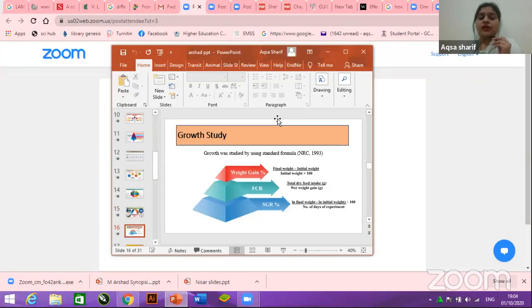Then growth study. I studied the growth of the fish by using the standard formula of the National Research Council. Weight gain percentage was determined. FCR, it means feed conversion ratio, was determined. And third, specific growth rate percent was evaluated.